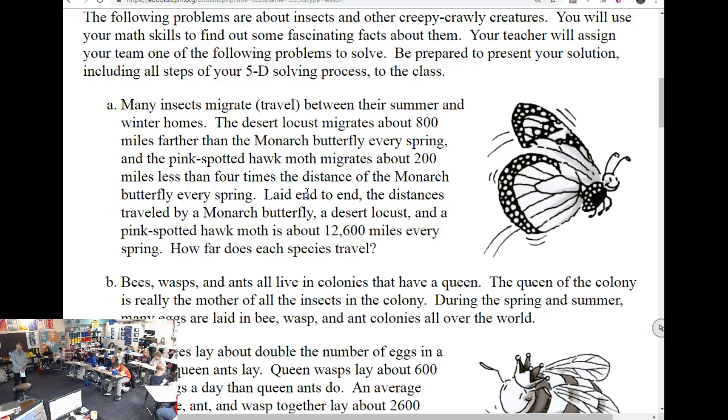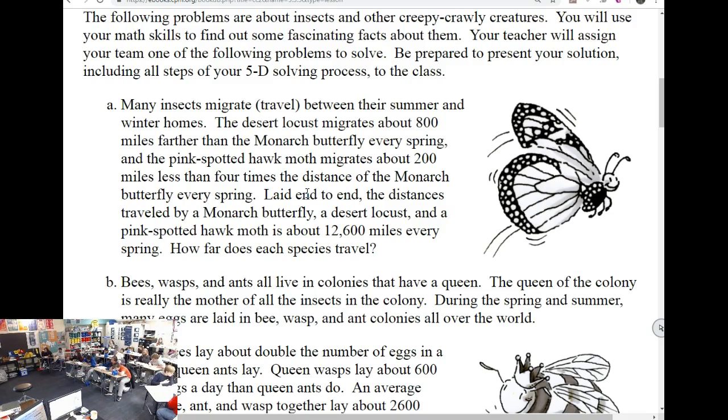This is a homework. Use the 5D process. Mr. Smith, what's the 5D process? You know the 5D process. You need to know what the 5D process is. All of those things. You have to do the 5D process.